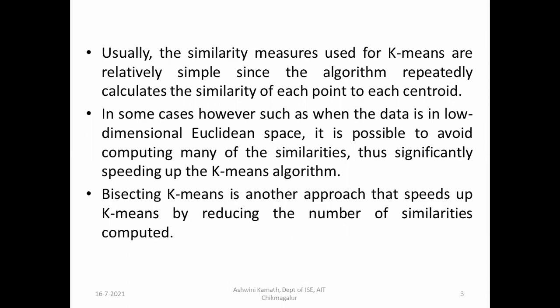Bisecting k-means is another approach that speeds up k-means by reducing the number of similarities computed. We'll discuss this algorithm also. It reduces the number of similarities that we need to compute.